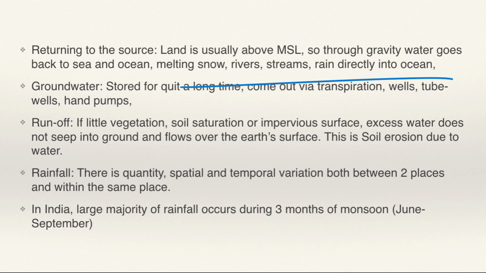Groundwater storage happens a lot of times, so with the help of wells and tube wells, you can take it out. Runoff happens when the vegetation is less, so people always say grow trees for prevention of soil erosion. And rainfall can have quantity as well as spatial and temporal variation. It can be less somewhere, more somewhere. For example, temporal variation means that in the 3 to 4 months of monsoon, June to September, a large majority of rainfall happens.